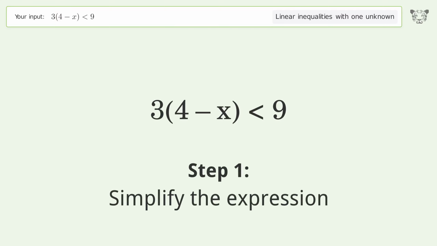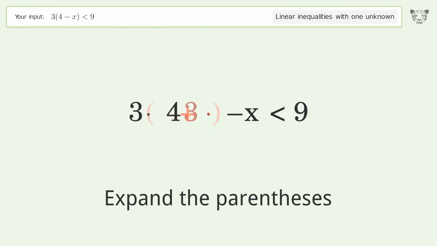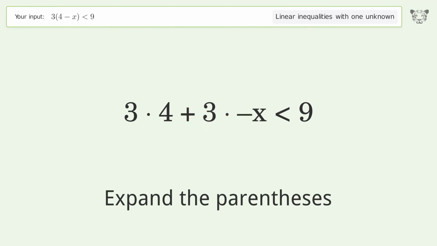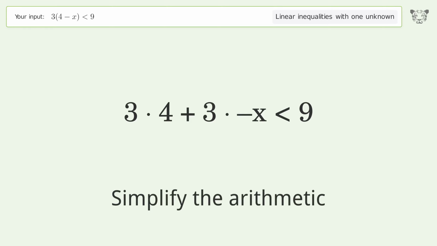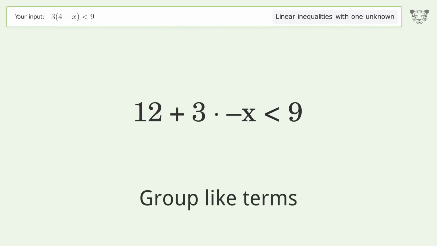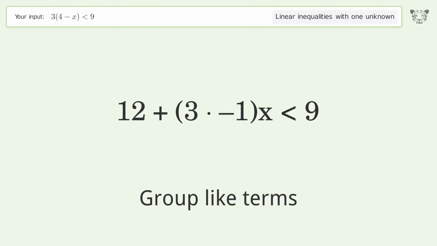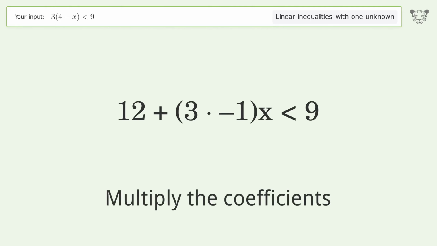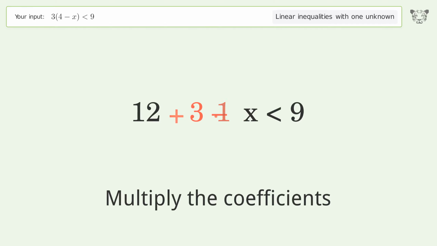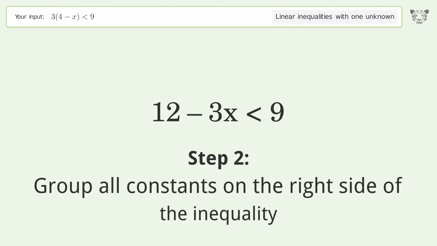Simplify the expression. Expand the parentheses. Simplify the arithmetic. Group like terms. Multiply the coefficients. Group all constants on the right side of the inequality.